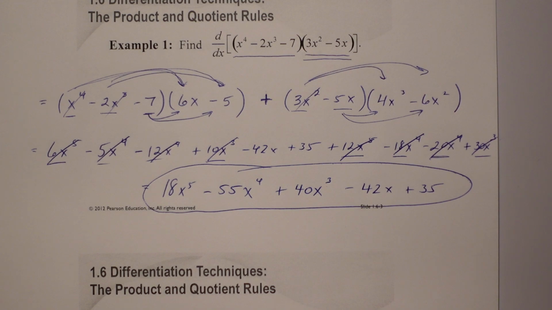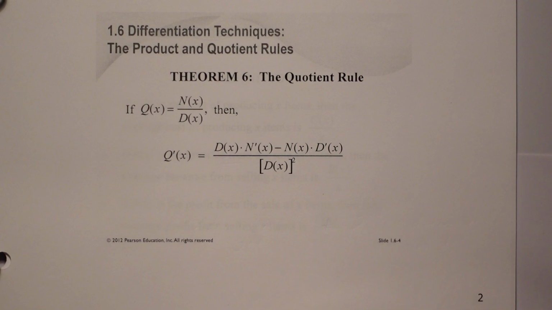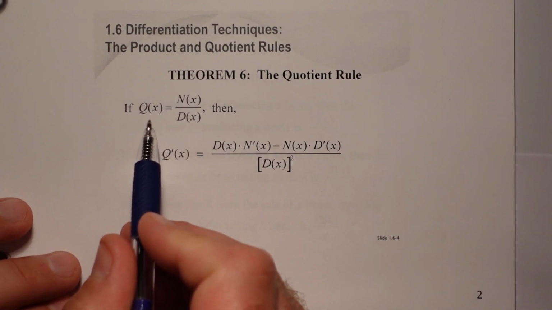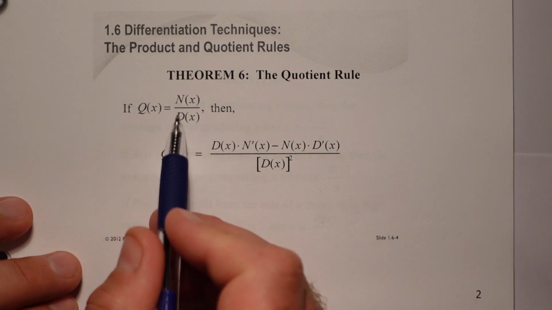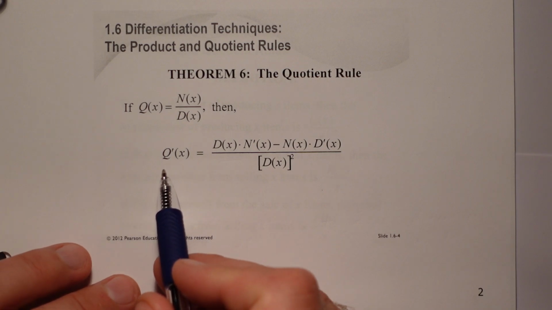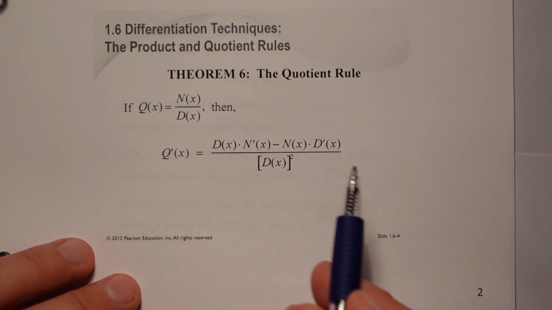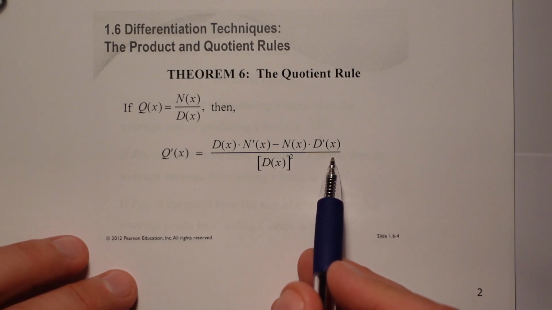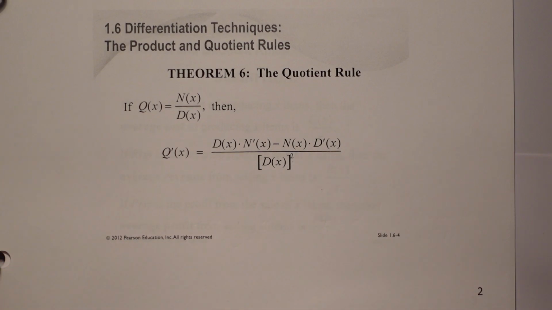Next, we're going to learn what's called the quotient rule. And as the name indicates, this is useful for finding derivatives of quotients or fraction functions. So let's start by defining a function q of x equaling n of x over d of x. They're using n and d here for numerator and denominator. Then the derivative q prime of x is equal to d of x times n prime of x minus n of x times d prime of x, and it's all divided by d of x squared.